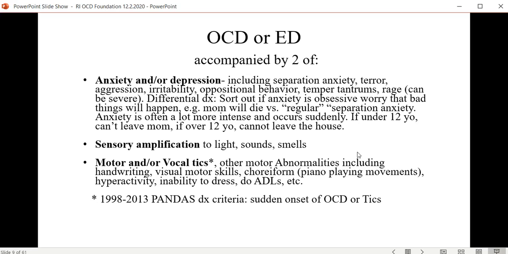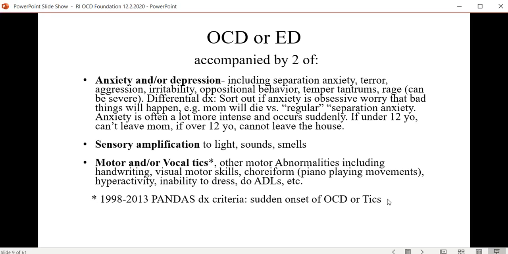Choreiform, which if you could see my hands, I would put stretching out in front of me, and they had fine, finger-playing-the-piano movements. If you had them do that for about a minute or two, not moving their body in any other way. They're hyper. All of a sudden, they get diagnosed with ADHD because nobody knows what's going on. Inability to get dressed, do ADLs. Again, it's a very big range of behavior, but these are some of the things you'll see.